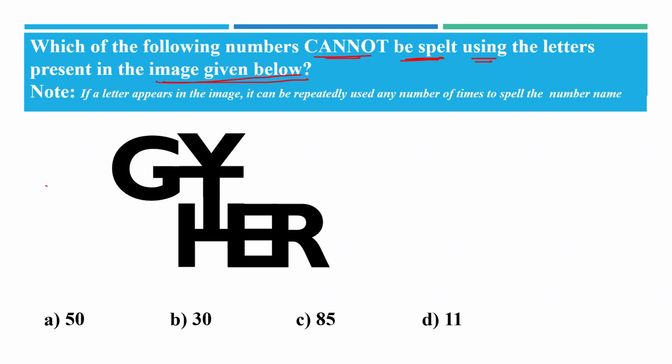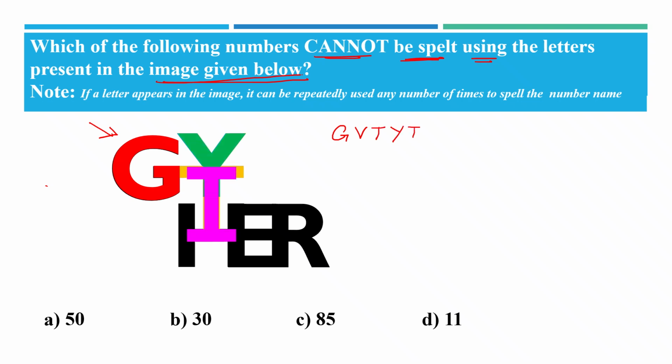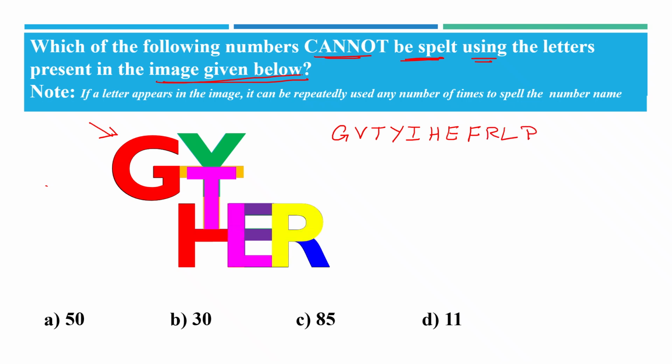So let's first note down the letters in the image. I see G, V, T, Y, I, H, E, F, R, L, P. Great. So now let's try to name the given numbers.